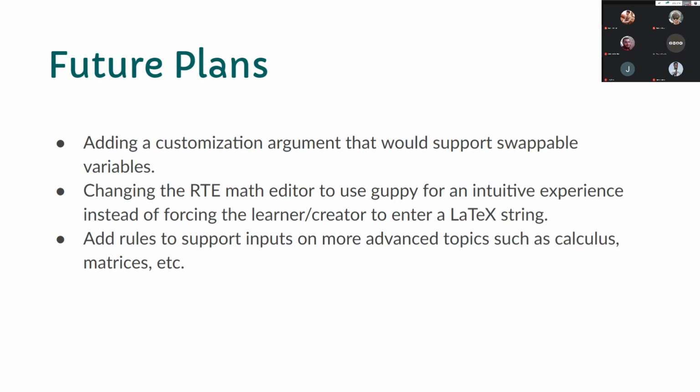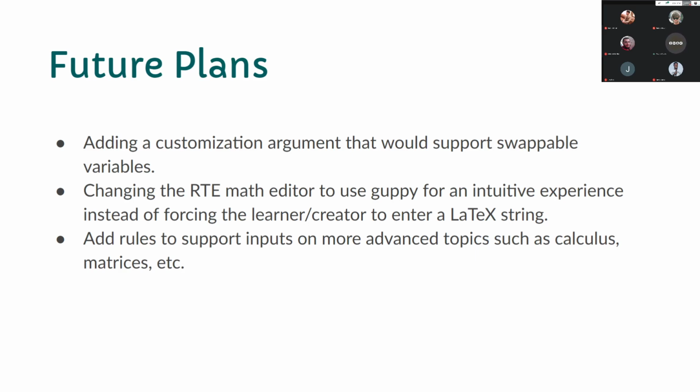And one of the ways that these interactions can be extended is by adding a customization argument for swappable variables. By swappable variables, I mean, let's say the correct answer is pi r squared for finding the area of a circle, and the learner enters pi x squared. Now, this is not completely wrong. So there could be a customization argument that would detect that the structure is correct, so that it can properly validate it.